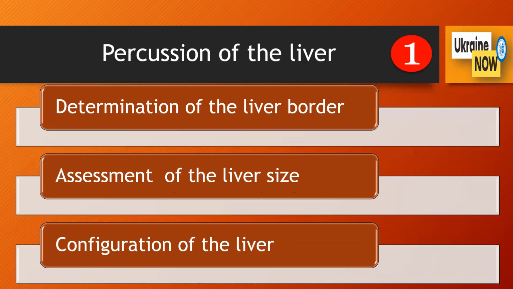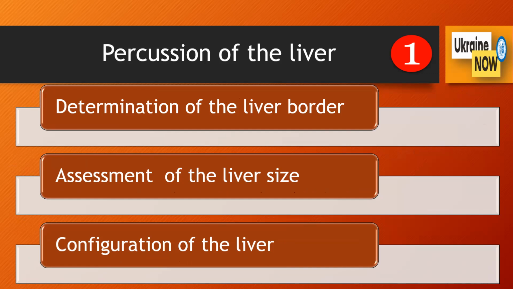Because most of the liver is shadowed by the rib cage, assessing its size by palpation is absolutely impossible. Therefore, percussion must always accompany palpation of the liver. Percussion of the liver has the following potential uses: determination of the liver borders, assessment of its size and configuration. Percussion of the liver, according to Kurlov, is widely used.